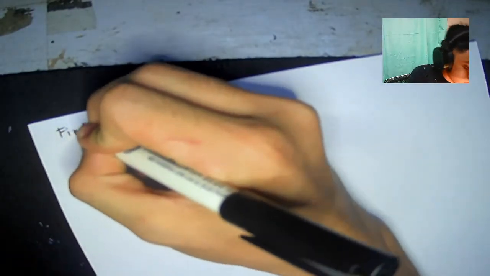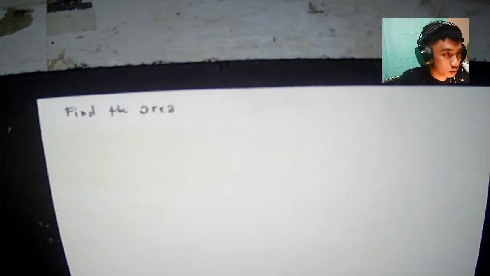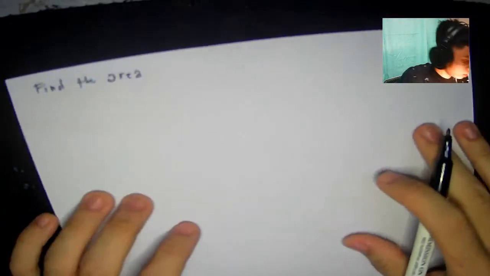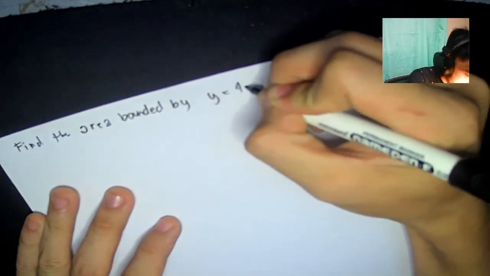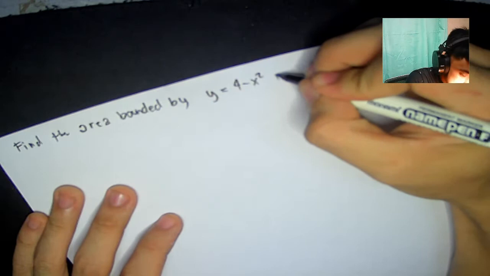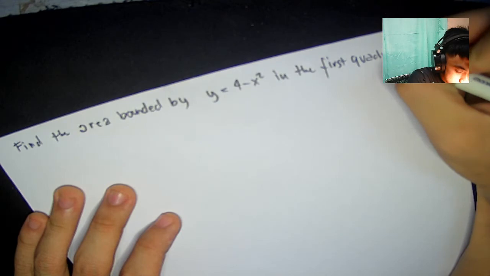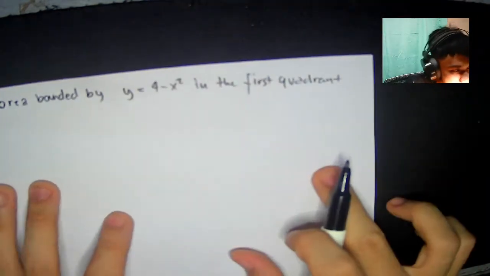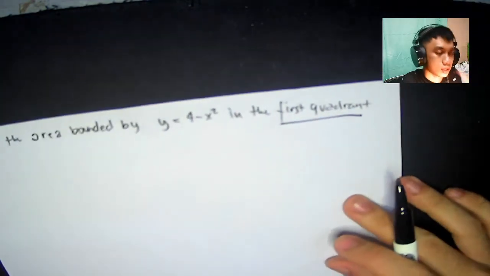Another example. Find the area bounded by y equals 4 minus x squared in the first quadrant. Camera panning is wrong again. So let's put our attention to this part: first quadrant.